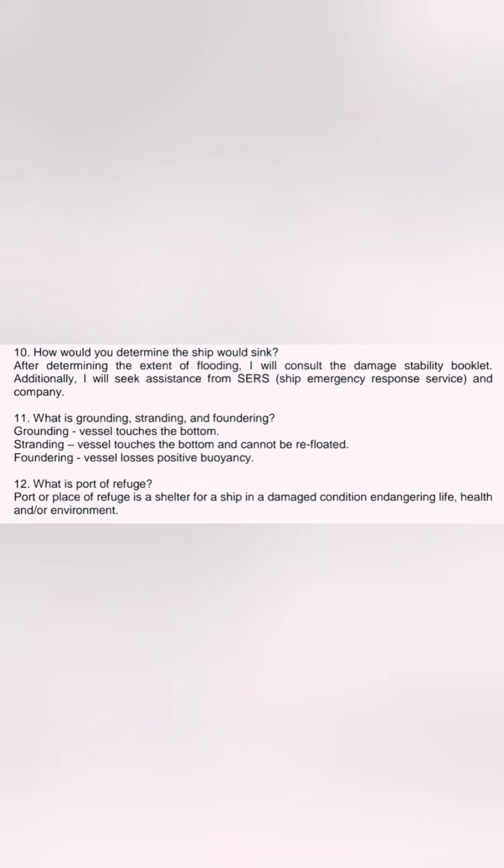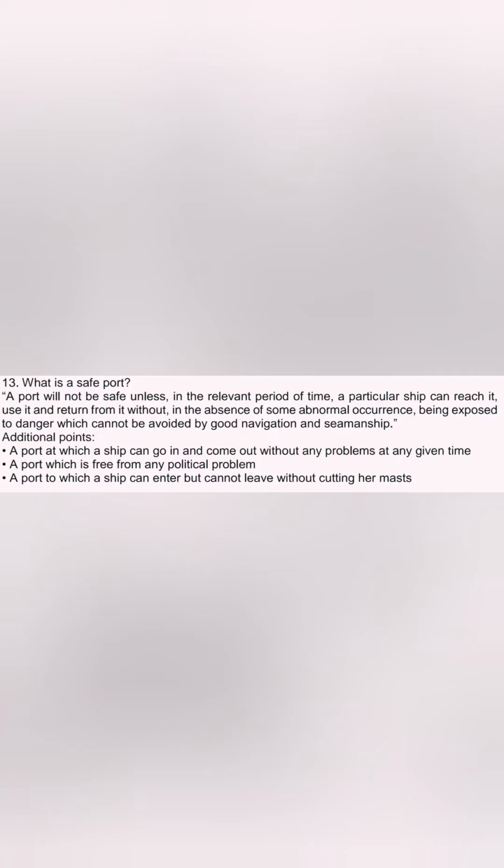Next question is, what is a port of refuge? Place or port of refuge is shelter for a ship in a damaged condition, endangering life, health, or environment. Next question, what is a safe port?